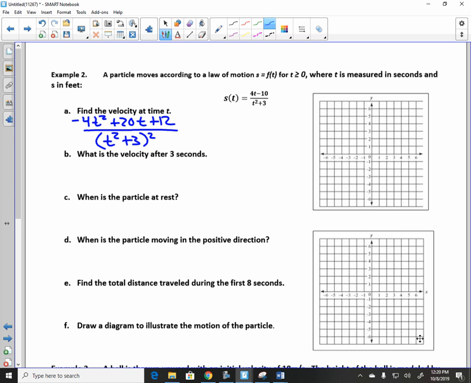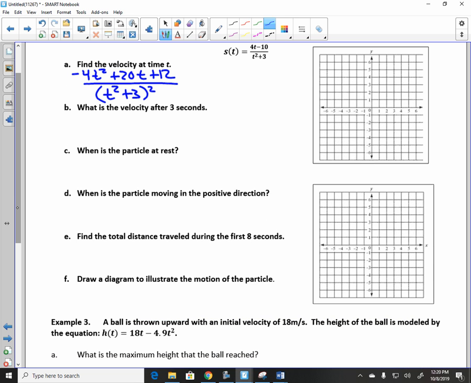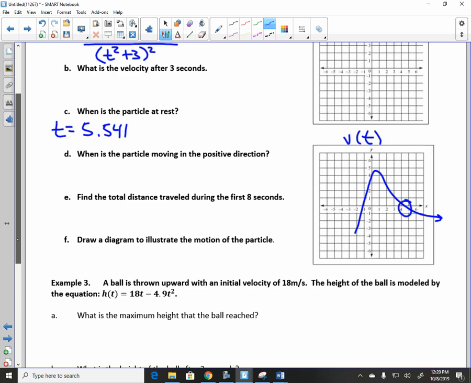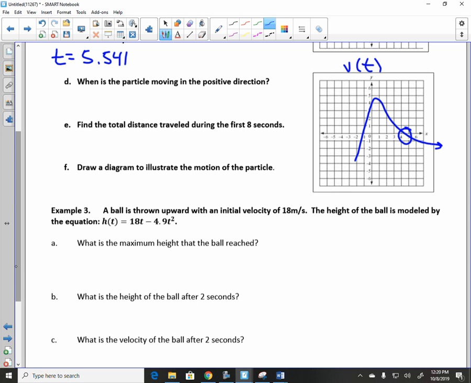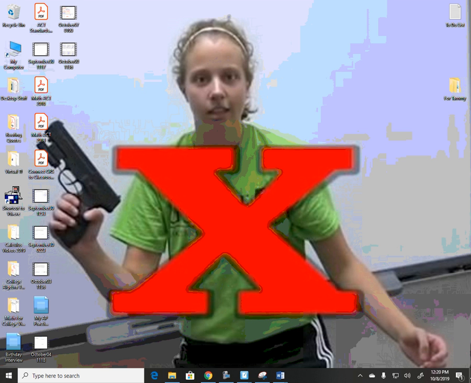So what we ended up with is we wanted to find when the particle was changing direction. And remember, we came up with a graph that looks something like this. So v of t, the derivative, looks something like this. Okay? And we saw that it crossed the x-axis at that spot. That's when the particle was at rest. It's when it changed direction. At what time was that? 5.541. Okay? So when we try to find the entire distance that the particle traveled, we needed to take into account the position.